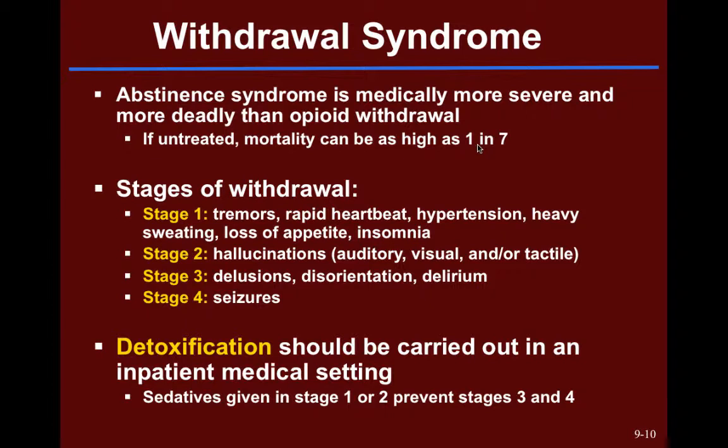We've got 4 different stages that a person dependent on alcohol will experience when they try to stop drinking. The first stage is tremors, rapid heartbeat, hypertension, so increasing blood pressure, heavy sweating, loss of appetite, and insomnia. Moving on, the person may begin to experience hallucinations, auditory, visual, and tactile, so they may feel things that are not actually occurring to them. At stage 3, we get delusions, disorientation, then just general delirium, and then stage 4 can include seizures.